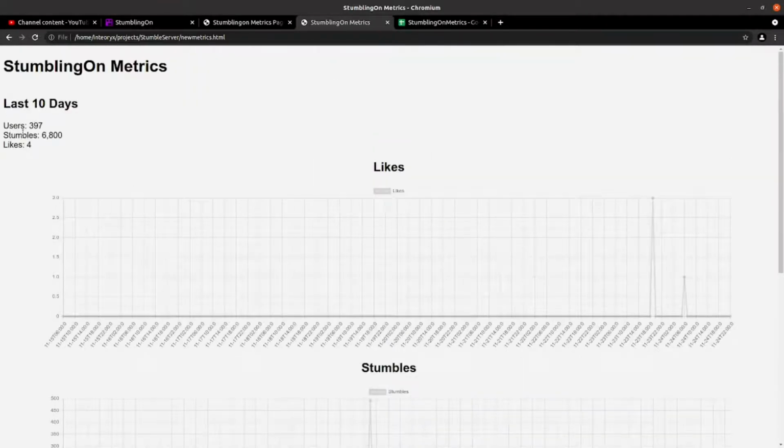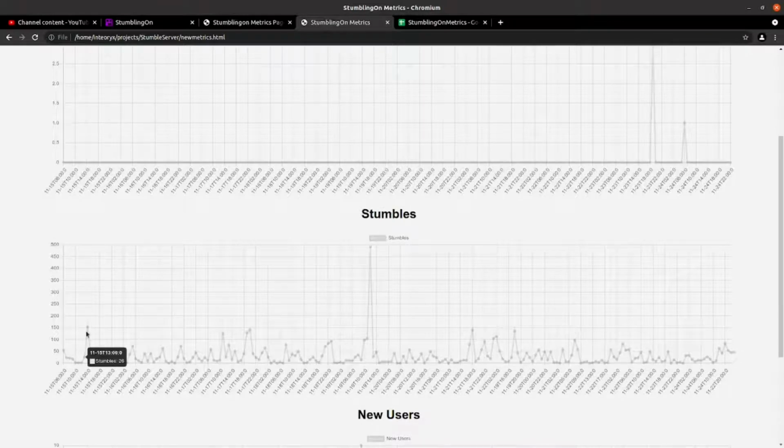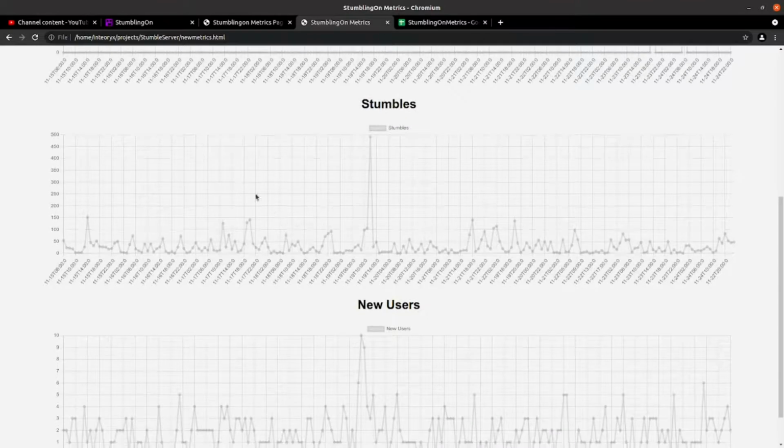Two, we added this kind of summary statistics thing that just shows us the number of users, the number of stumbles, and the number of likes over the past 10 days. In addition to making the charts shorter, I also made the charts wider. They stretch back 10 days, and each one of these data points is an hour. So that lets us pinpoint interesting moments, like this big spike.